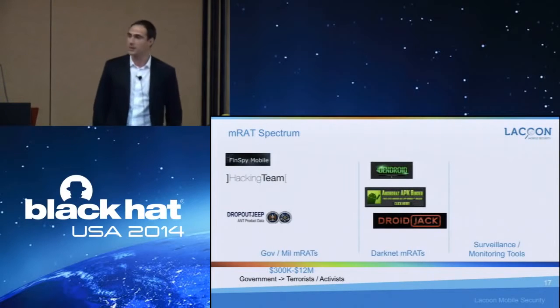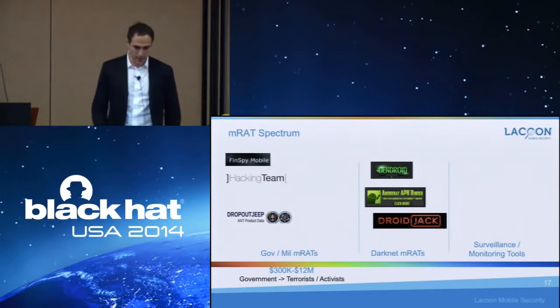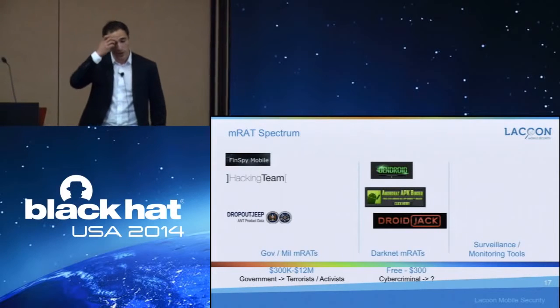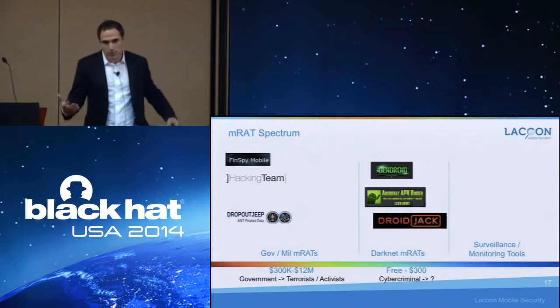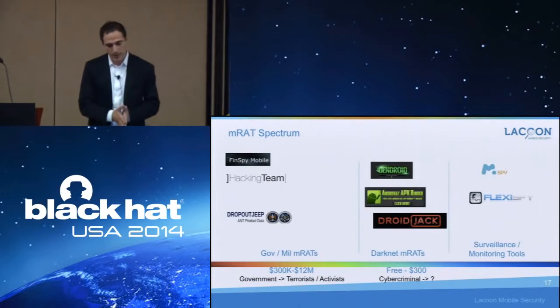The second category is things that we find on the darknet. AndroRat is quite an old and very famous version, but during this year we've seen a couple of others like DroidJack and Dendroid. Those tools are usually sold on dodgy forums for about $300. AndroRat is free. And those are tools used by cyber criminals, in the normal use case.